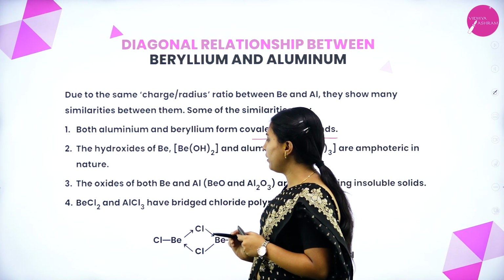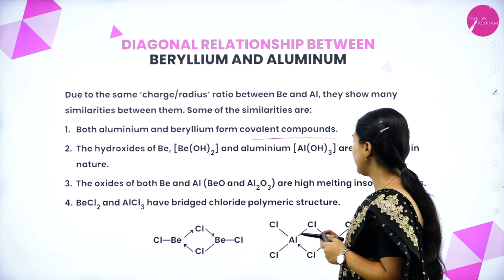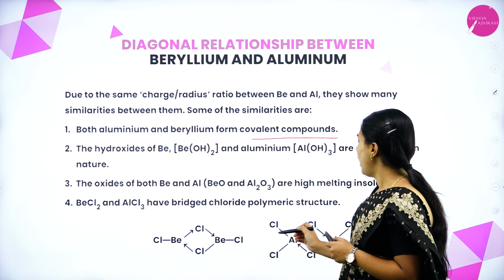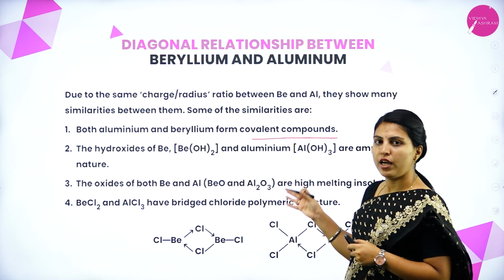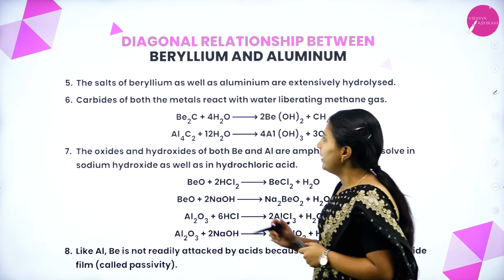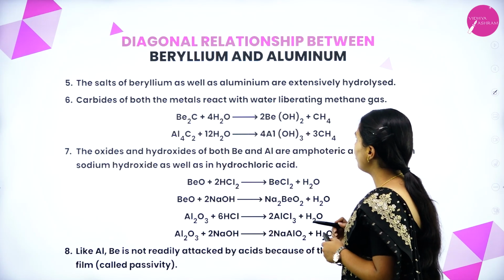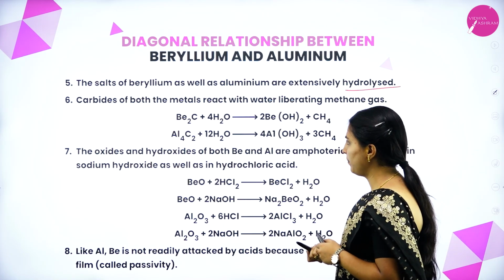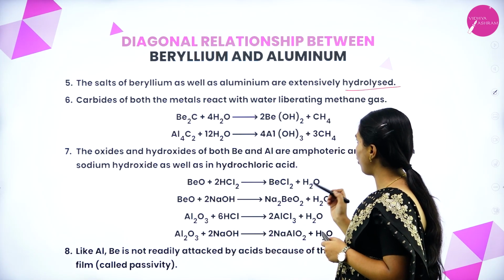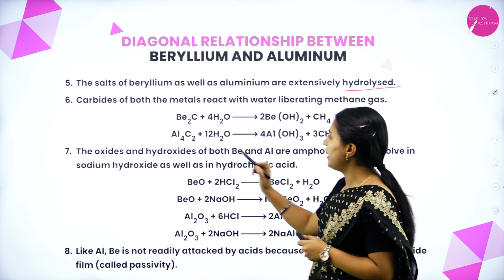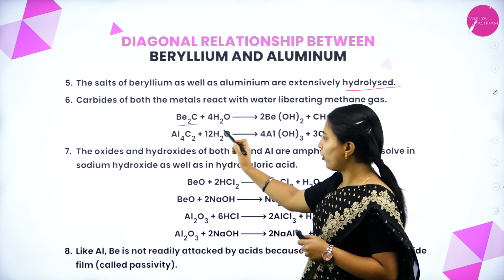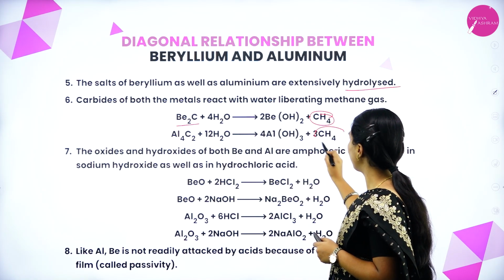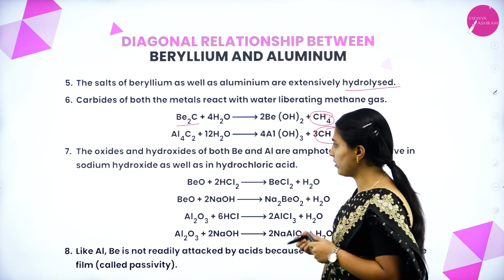Beryllium chloride and aluminium chloride have bridge chloride polymeric structure. See here, beryllium chloride will also have bridge structure and aluminium chloride will also have polymeric bridge structure. Next, the salts of beryllium as well as aluminium are extensively hydrolyzed. Carbides of both the metals react with water, liberating methane gas. See here, beryllium carbide when reacts with water will form methane. When aluminium carbide reacts with water, it will also form methane. This is one more similarity.